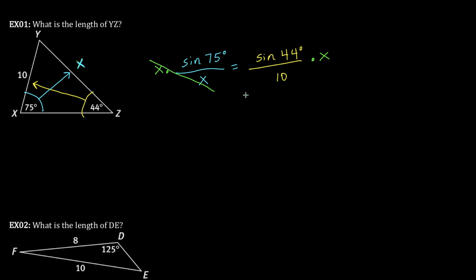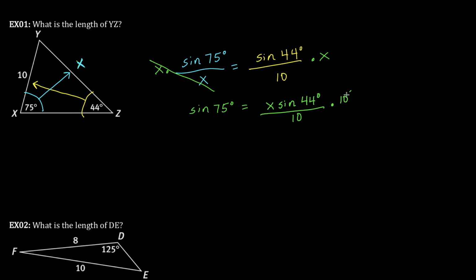So I get sine of 75 degrees equals X sine 44 degrees over 10. Okay, now let's multiply by 10. It doesn't really matter which order. I just figured I would show you to move the X first. That's a pretty good habit to have, but it doesn't really matter.